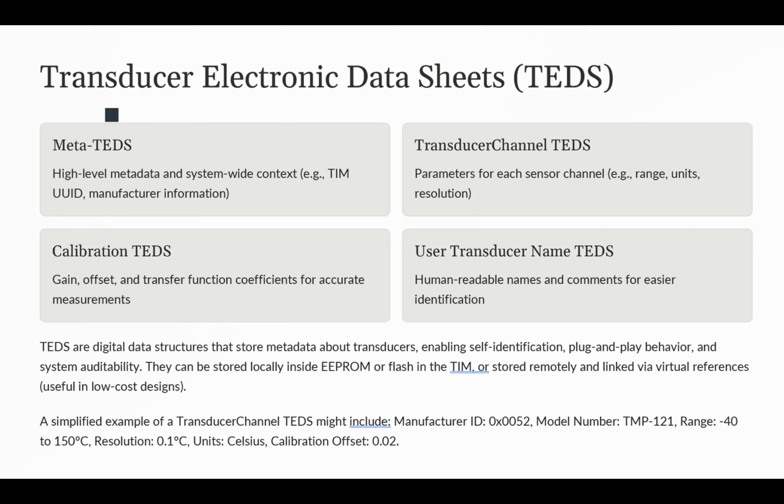Now, the user transducer name is an optional section which basically allows users to assign human-readable names or comments or asset tags to the sensors. So it would help us in maintenance or auditing or multi-sensor management.